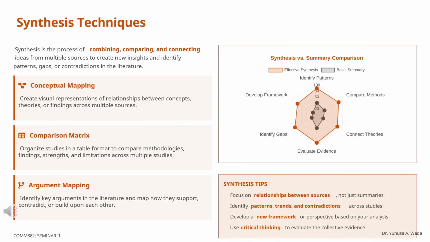For instance, you could use a technique like concept mapping to visualize representations of interrelationships between ideas. Then you could use the comparison matrix to organize studies in a table format in order to compare methodologies, findings, their strengths, and their limitations across multiple studies. Then for the argument mapping, you can use that to identify key arguments in the literature and map how they support or contradict.